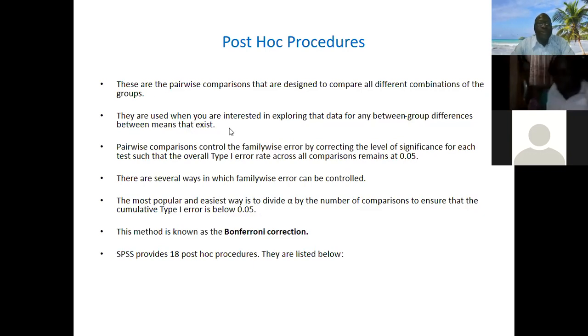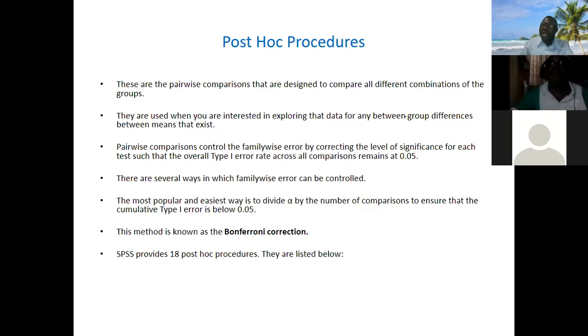So they are used when you are interested in exploring the data for any between-group differences between means that exist. Then pairwise comparison controls the family-wise error by correcting the level of significance for each test so that the overall type 1 error rate across all comparisons remains at 0.05. We know that by just doing three t-tests, even though you have set your type 1 error rate to be 0.05, it automatically increases. But what the post-hoc test does is to adjust for it so that you still clear it.